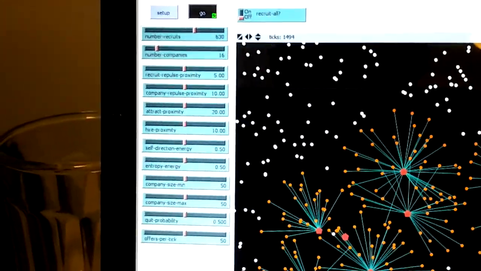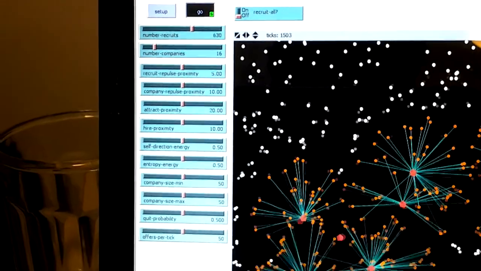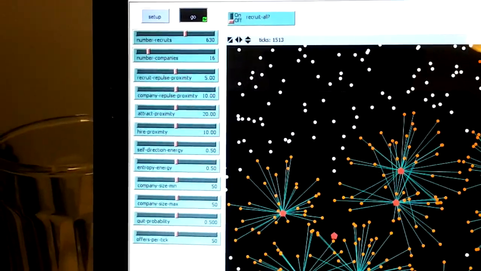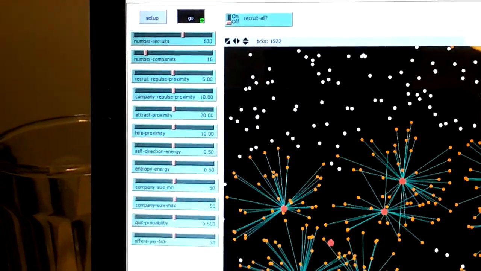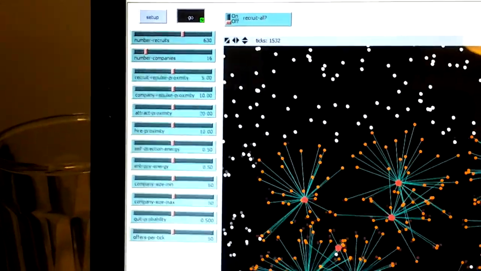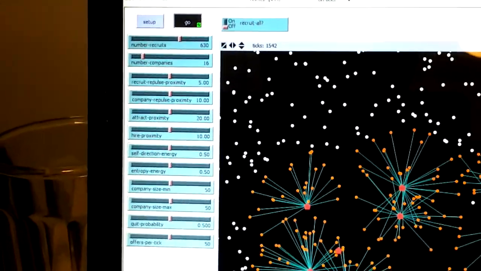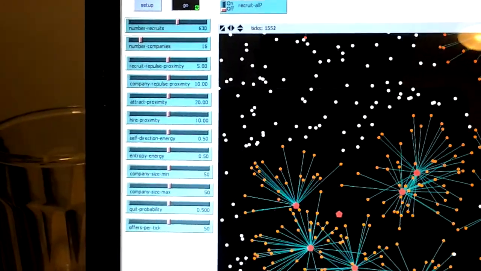Self-direction energy is how much energy the recruits and companies are allowed to use to control their movement, so both moving away and towards things that they want. Whereas entropy energy causes them to jitter in an undirected way.